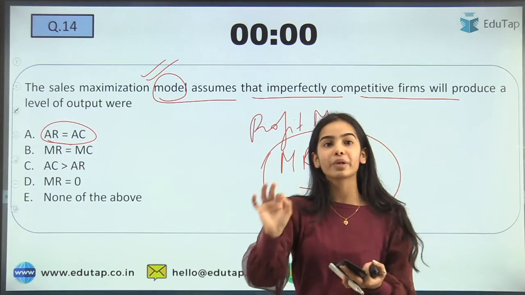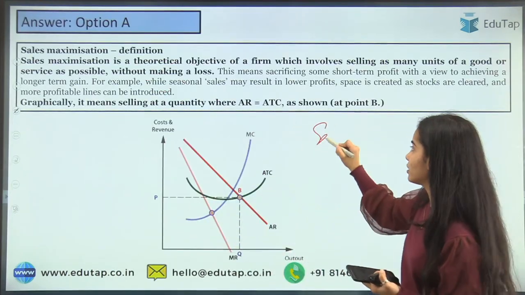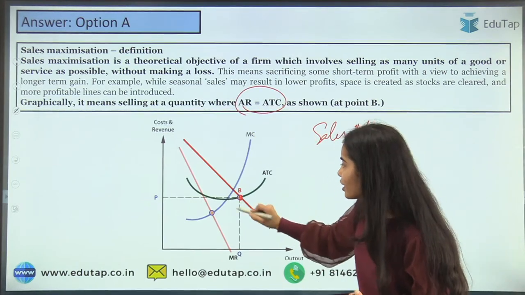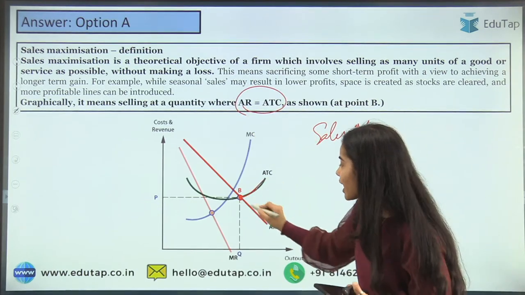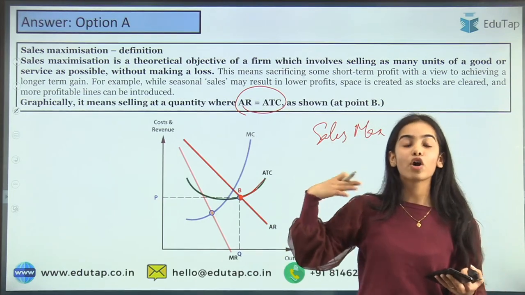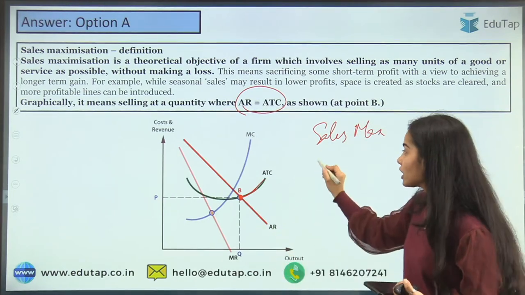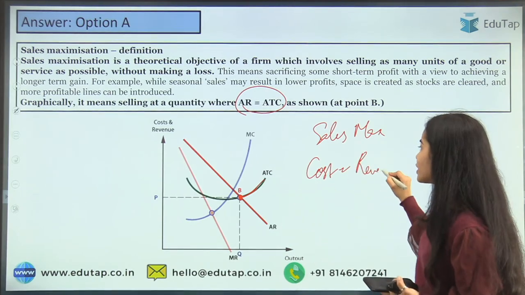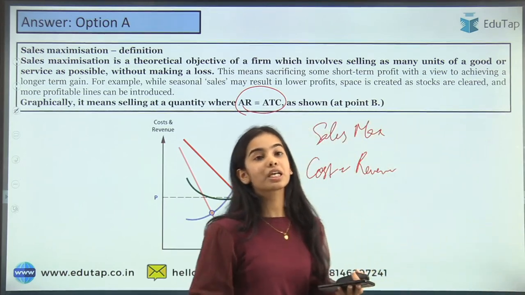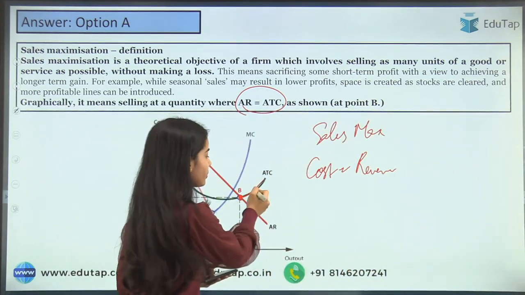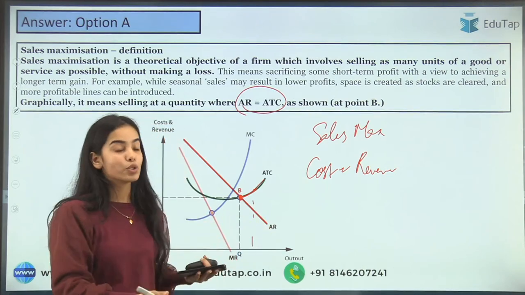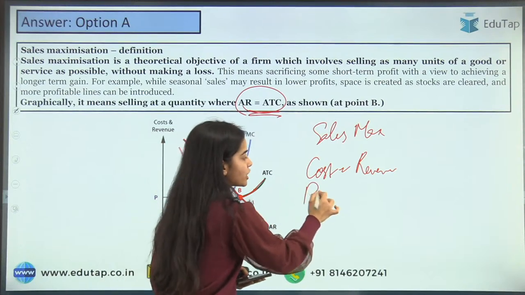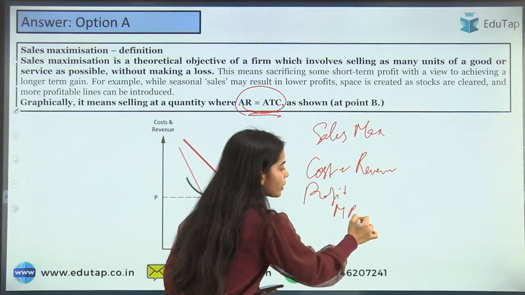So I will tell you in brief about the sales maximization. That is where the AR is equal to ATC, because at that point the highest level of production will be done. Your per unit cost is equal to your per unit revenue. You cannot produce more than that, because after that your per unit cost will be higher than your per unit revenue. So you will produce where the AR is equal to ATC. And profit maximization is where the MR is equal to MC.